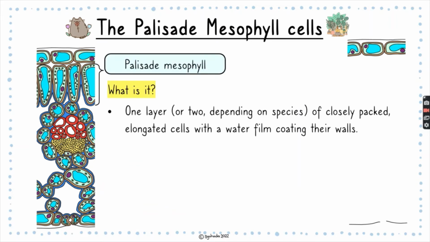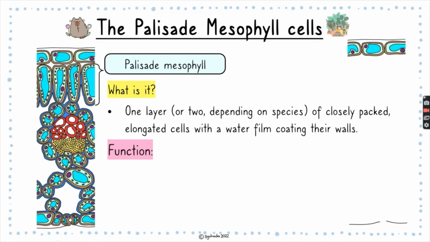The palisade mesophyll layer is a layer of one or two cells, depending on the species. Some can have two layers of palisade mesophyll. They are closely packed, elongated cells with a water film coating their walls. The water film is this blue color right here, and it is very important. It's pretty similar to the water film we find in our lungs at the alveoli, and it helps to dissolve gases. Here it helps to dissolve the carbon dioxide that enters the leaf cell.